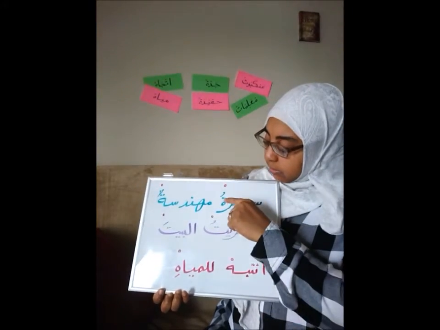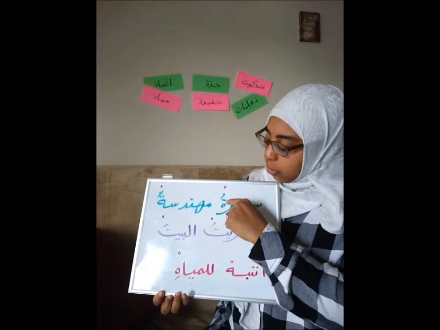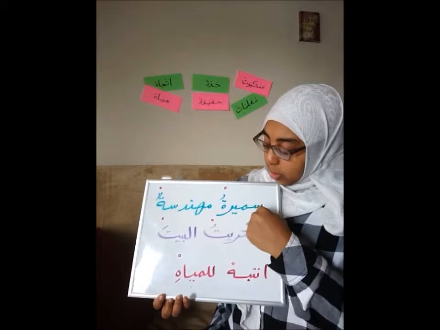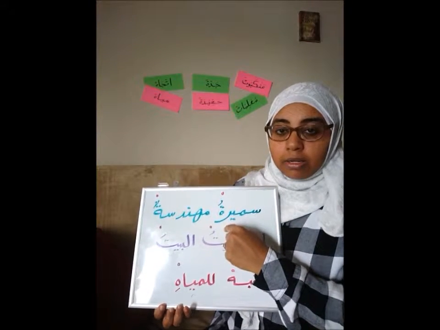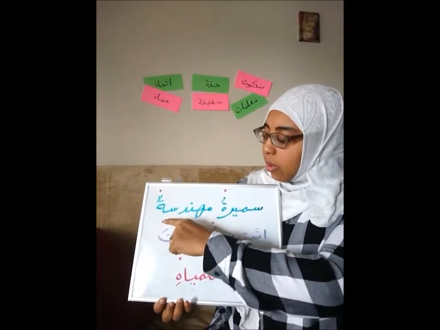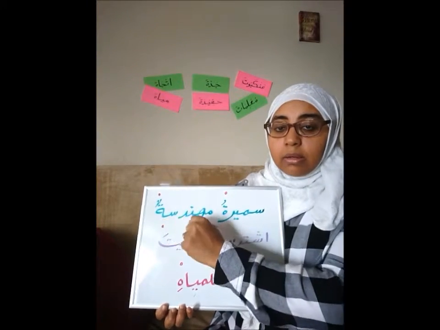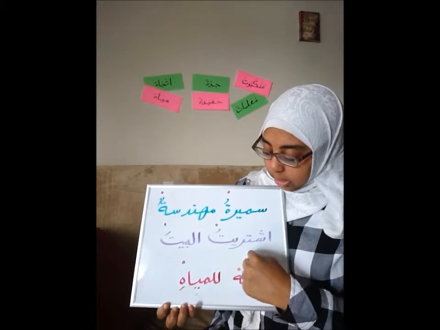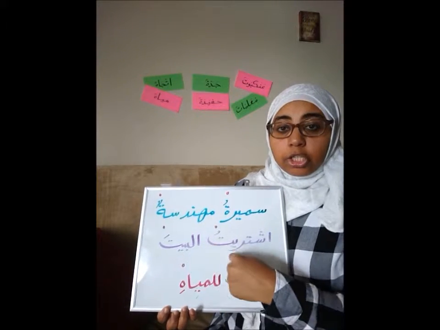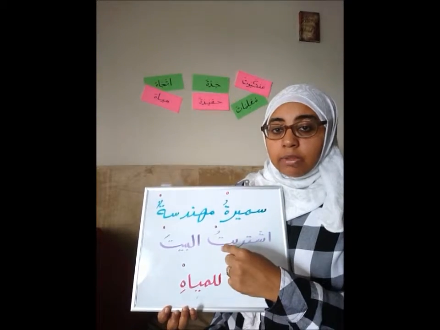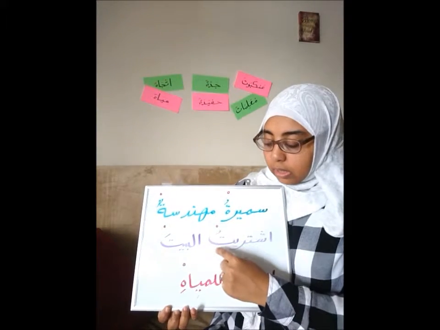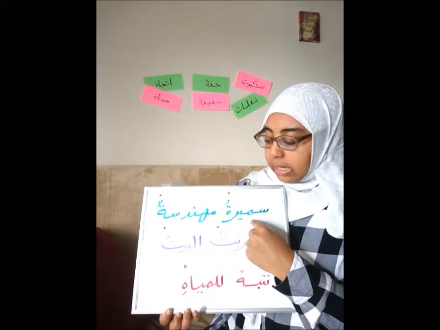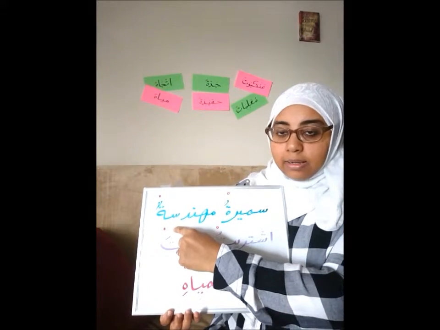Here's where the confusion comes from. If you pronounce this with a sukoon instead of a dhamma, you would say samira, so it sounds like a ha. And then muhandisatun will be muhandisa. While if you put a sukoon on ta al-maftuha, ishtarayt al-bayt. Do you see? Even when I use a sukoon, I still have to pronounce the ta. While here is samira, muhandisa.